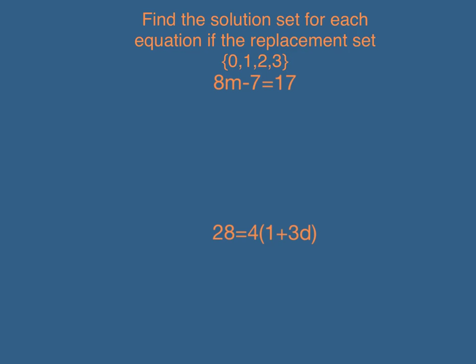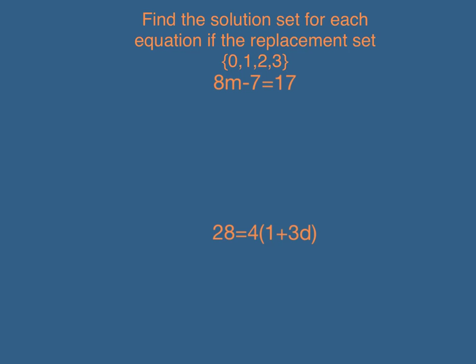Alright, here's our first set of examples. Find the solution set for each equation of the replacement set, typo there. This group of numbers surrounded by the braces is the replacement set. These are our options of what we can plug in to these equations to see which number makes this true. Each number inside of the braces is known as an element. Whatever element, when we plug it into this equation, makes it true, becomes part of our solution set.